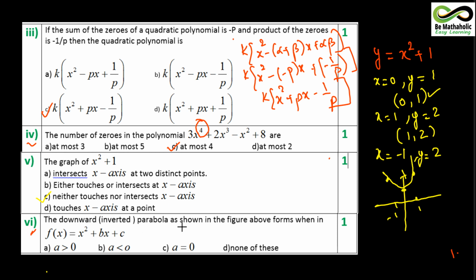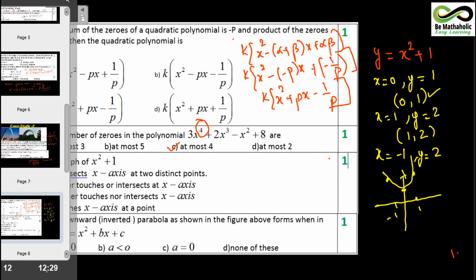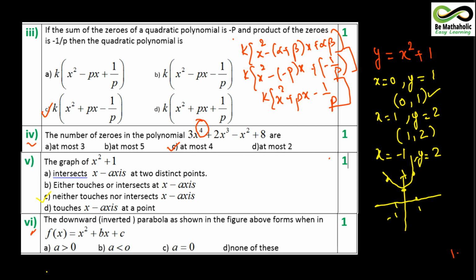The downward inverted parabola. Now again here, children, please remember that when we talk about a quadratic polynomial, we often have one condition which you have to remember here. The general form of a quadratic is ax square plus bx plus c. Of course, A is a non-zero real number, B and C are also real numbers, so there is a possibility that you get one more pattern of quadratic polynomial like this.